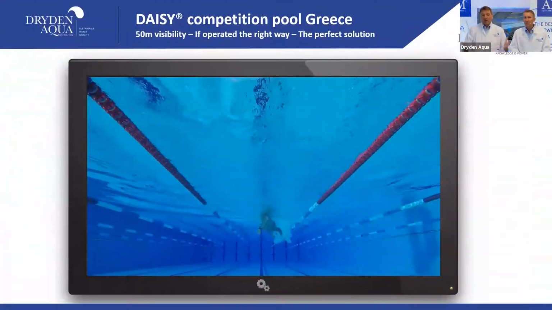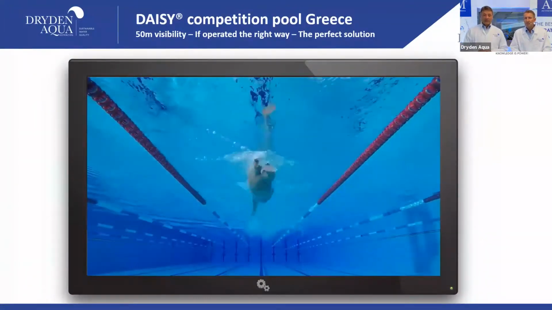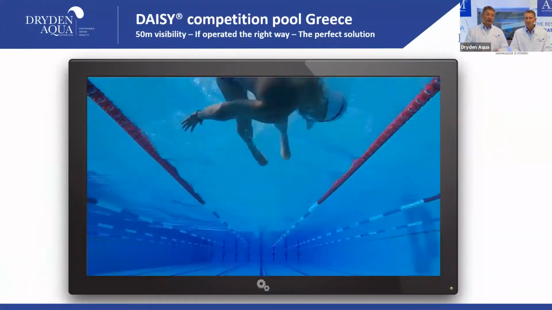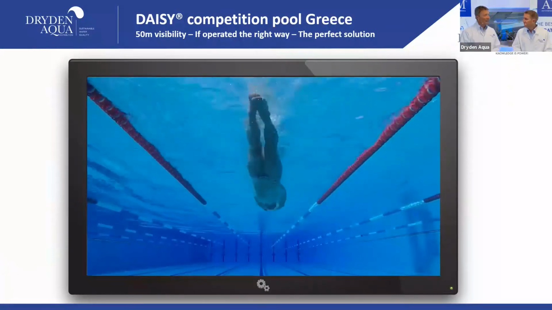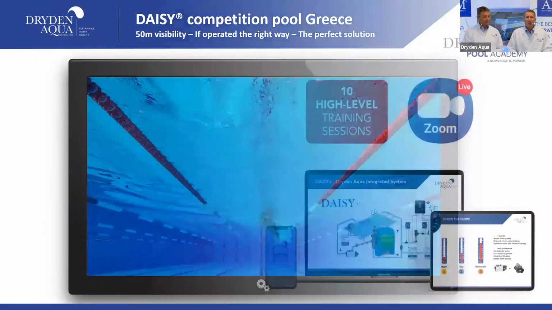This is how our pools should look like. That's Greece. Yeah, this is how they look. Okay, really good one. I agree. Yep. But this is how good we can get. That's right. So we are at the end of session number 9.